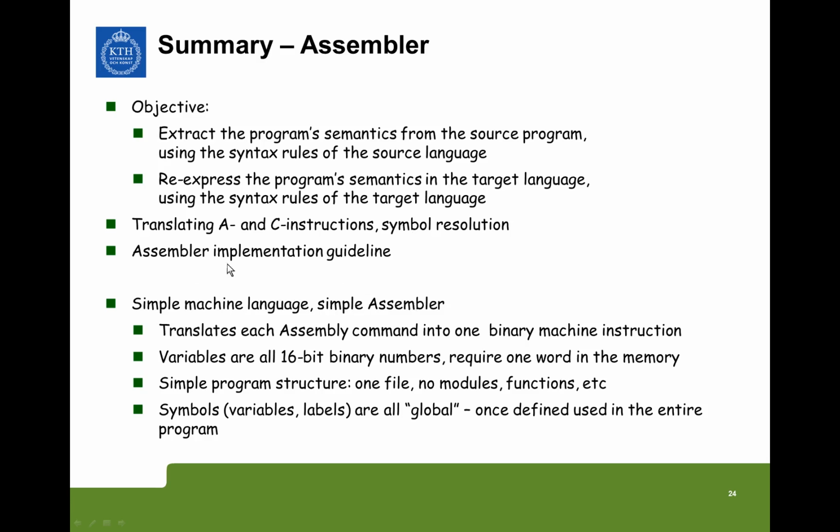In this lecture, we provided a detailed implementation guideline of a possible assembler implementation. We have seen that the assembler process is rather simple. Okay, the reasons are the following. This assembler translates each assembly command into one binary machine instruction. So it can process the program line by line. Variables are 16-bit binary numbers. It means that they require one word in the memory. So memory handling is simple.